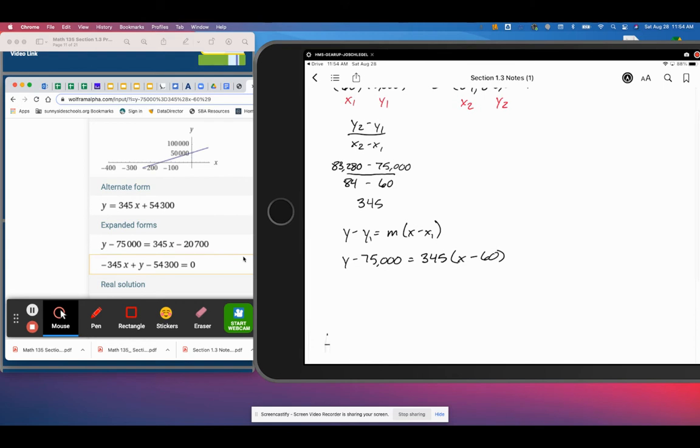Yes, it is. So that's point slope form that we have here on the iPad. We're going to add slope intercept form. Again, these 2 equations here at the bottom are equivalent. So this equation that I'm writing right now and the one above it are the exact same thing, just written in different forms.